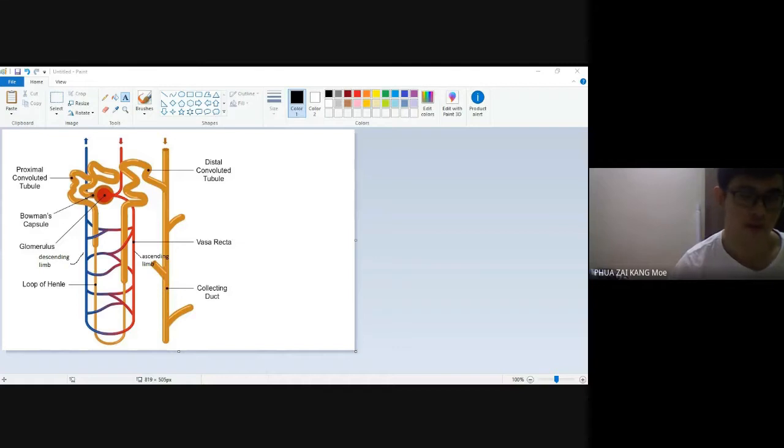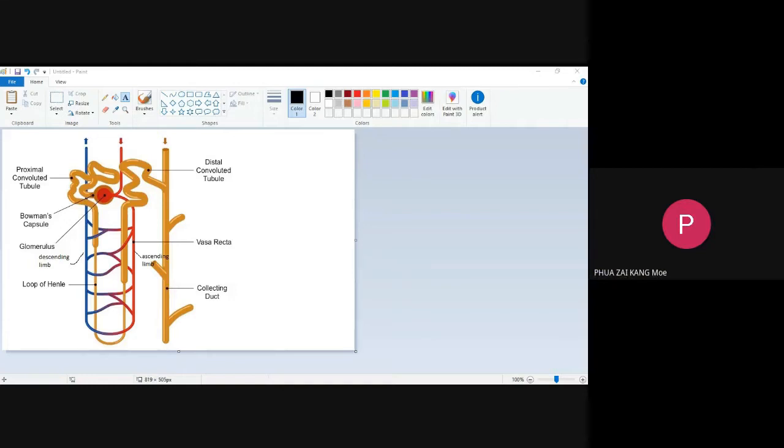Formation of urine has a few steps. Now I will talk about the next step, which is reabsorption at the loop of Henle and distal convoluted tubule. In the loop of Henle, water is reabsorbed through osmosis. Sodium ions are reabsorbed through active transport. In the distal convoluted tubule, more water, sodium, and chloride are reabsorbed, because at the PCT, glucose, amino acids, and salt are already reabsorbed.